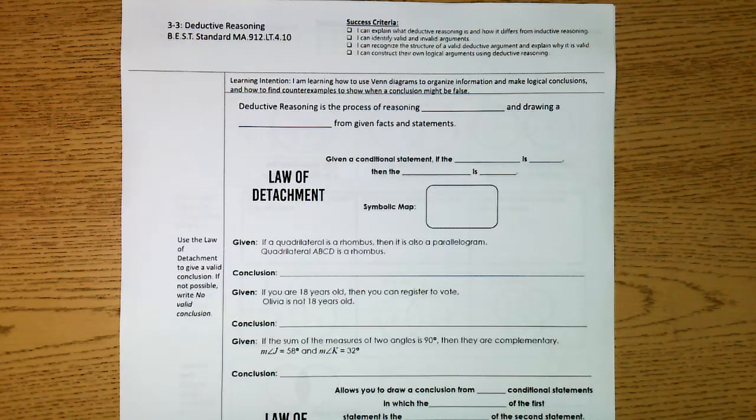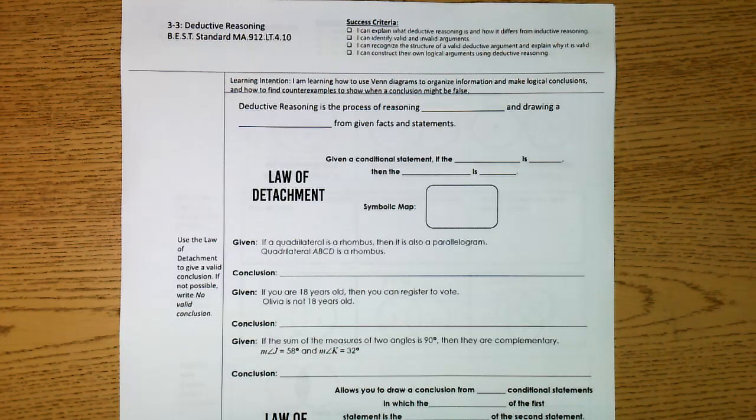Hopefully by the end of this lesson, you're going to be able to say that I can explain what deductive reasoning is and how it differs from inductive reasoning. I can identify valid and invalid arguments. I can recognize the structure of a valid deductive argument and explain why it is valid. And I can construct my own logical argument using deductive reasoning. Told you this was a logic chapter, and this is one of those sections that's going to test you a little bit, okay?